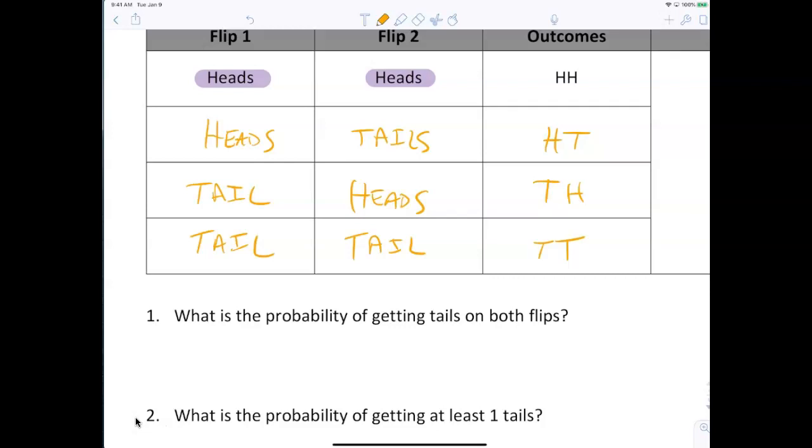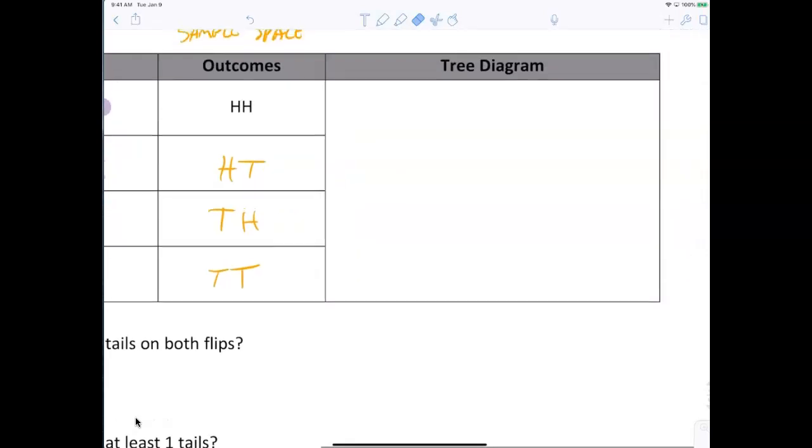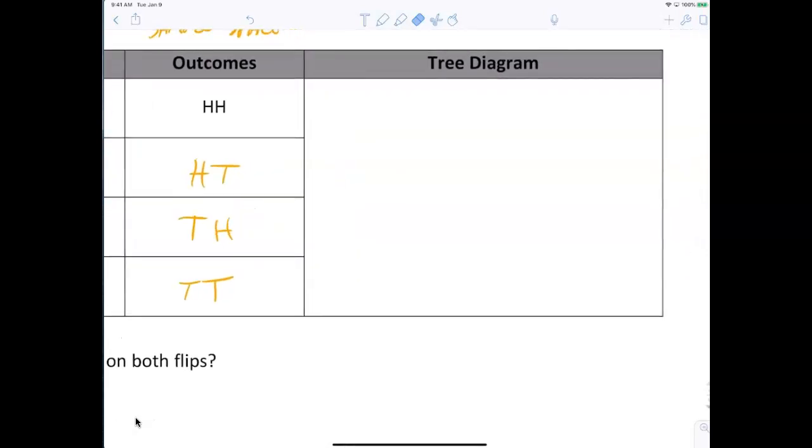All right, so here we go. The tree diagram starts like this. And again, we start out simple, and then we go to easy. Flip number 1. What are my possible outcomes? Heads, tails.